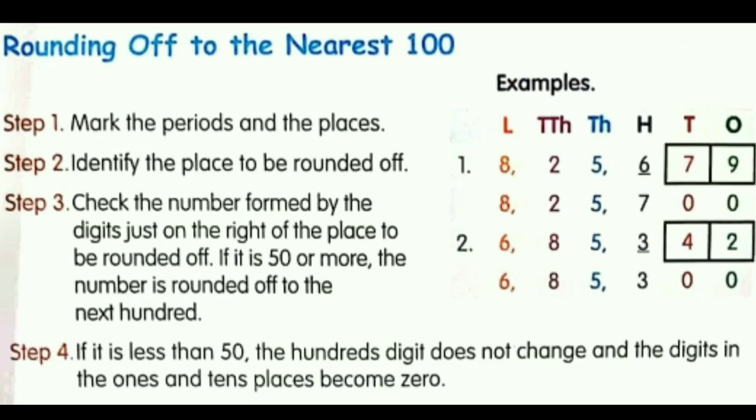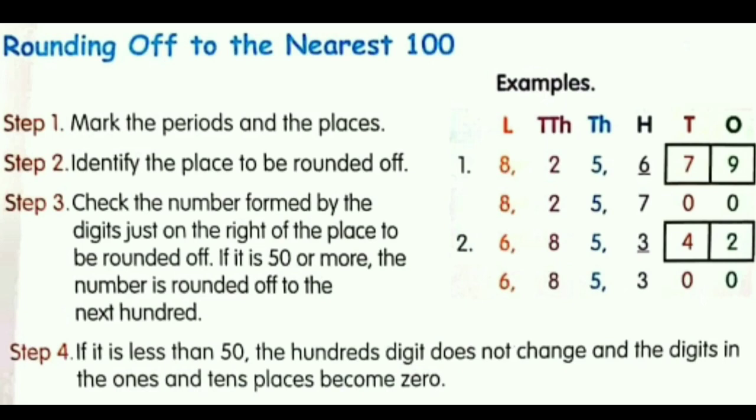Now in that case, if it is more than 50, what do we need to do? We need to put a 0 in the ones and tens place, and the 100 place will be rounded off to the next 100, so we will add 1 to 6 and it will become 7. So the round off of 825679 will be 825700.